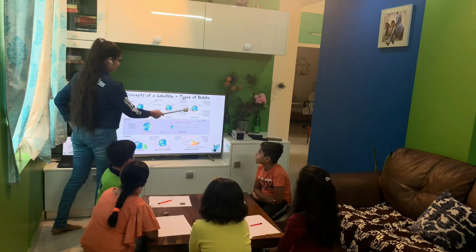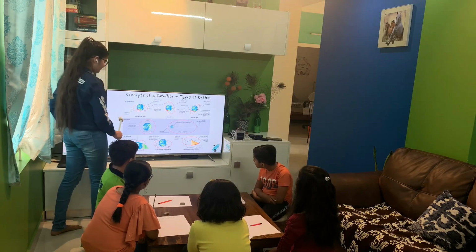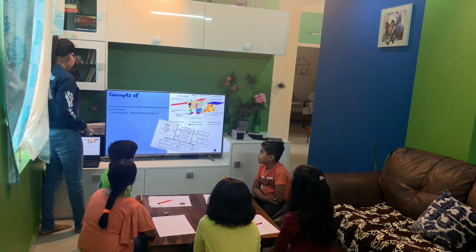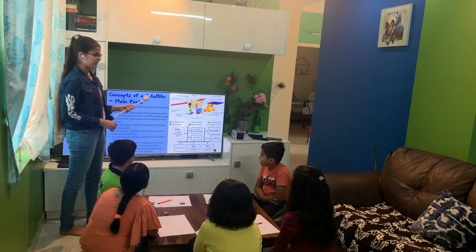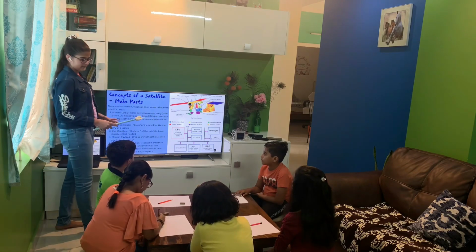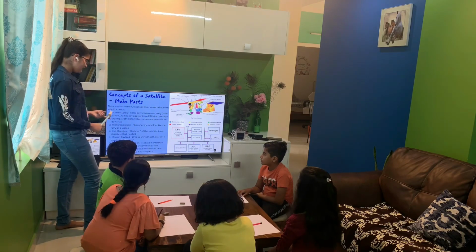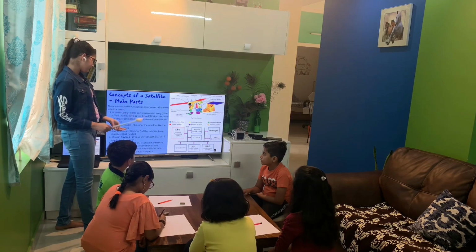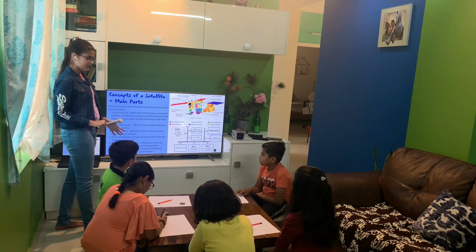There are 3 types of orbits based on the inclination, 2 based on the shape, and 3 based on the altitude. And so now we will be moving on to the main parts, diving inside the satellite. So the 6 main components that a satellite needs are the power supply, the flight computer, the bus structure, the mission payload, the form of communication, and the thermal blanket.